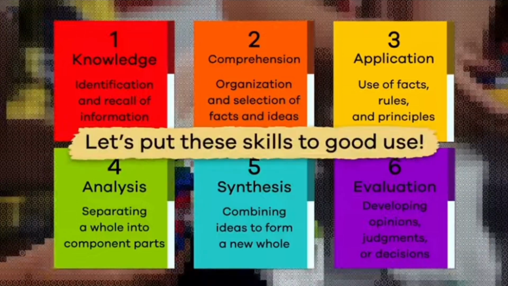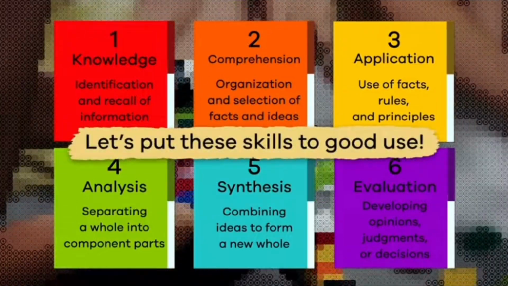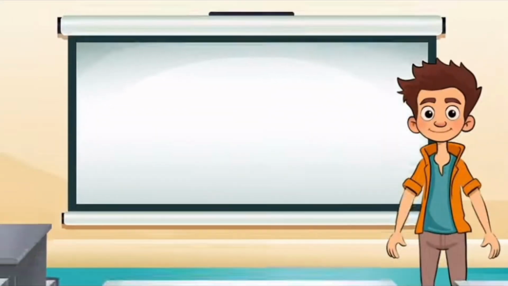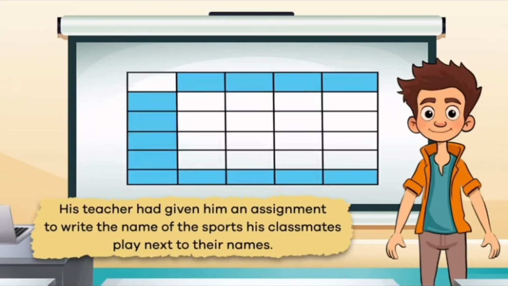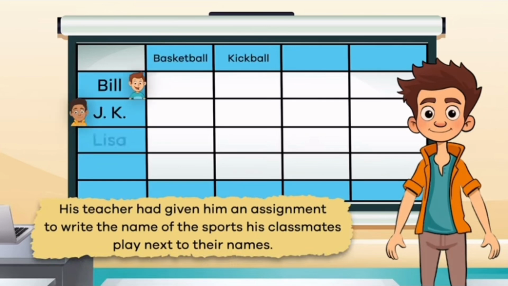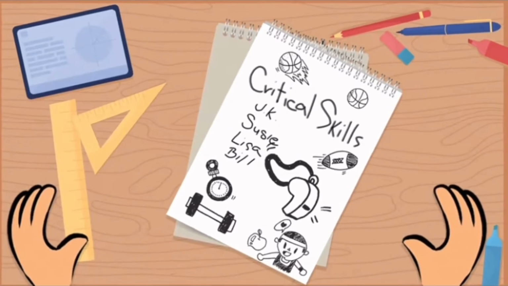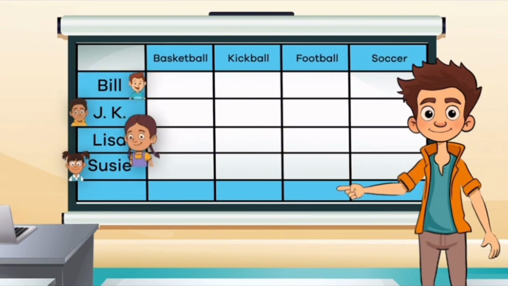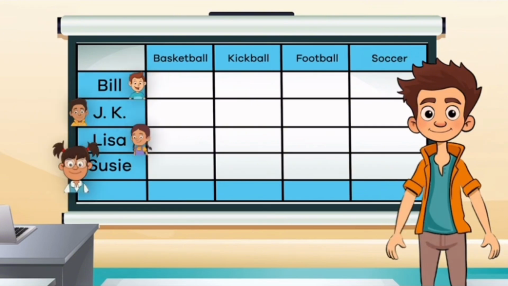Okay, now let's put these skills to good use and help our friend Tyler out. Tyler has a problem. His teacher had given him an assignment to write the name of the sports his classmates play next to their names. But Tyler did not take great notes. So, he has to remember what sports 4 of his classmates, Bill, JK, Lisa, and Susie, like to play.